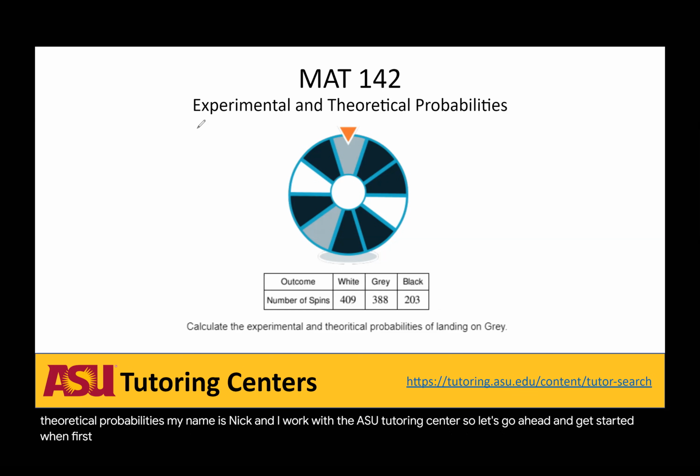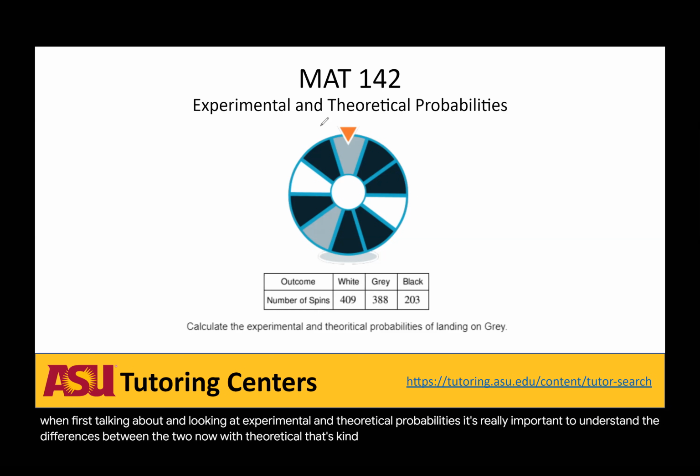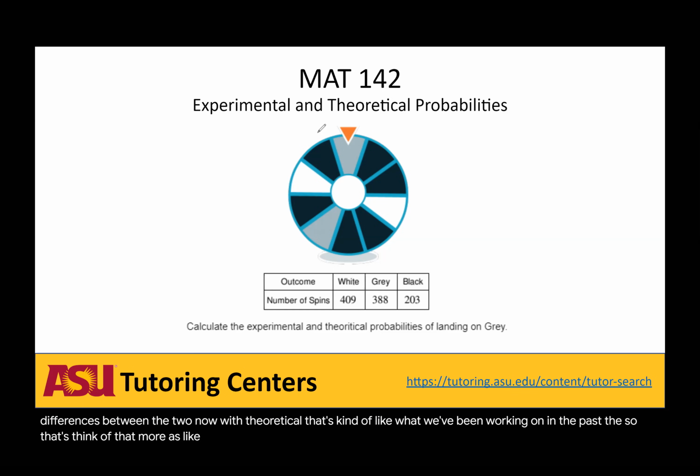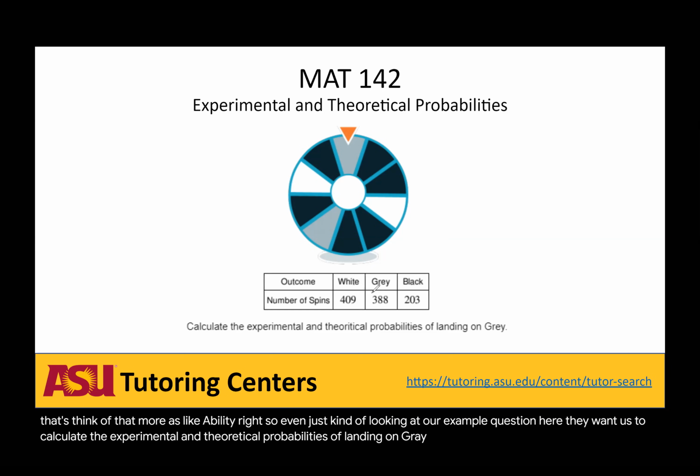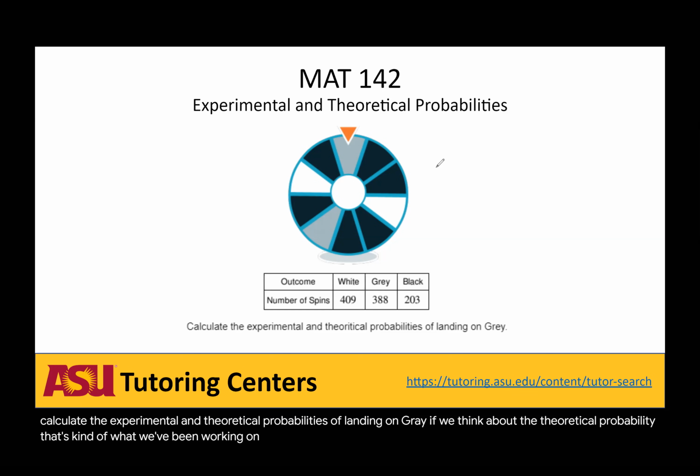When first looking at experimental and theoretical probabilities, it's really important to understand the differences between the two. Theoretical is like what we've been working on in the past. Think of that more as the expected probability. Looking at our example question, they want us to calculate the experimental and theoretical probabilities of landing on gray. The theoretical probability goes back to our fractional probabilities.